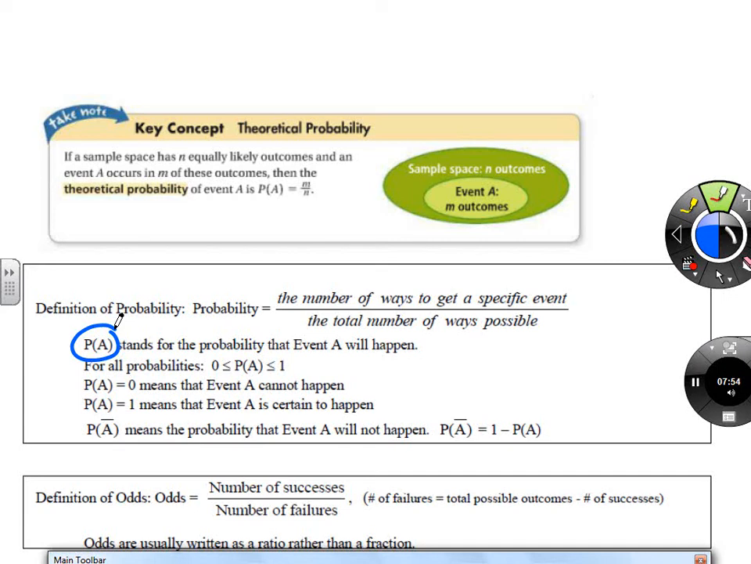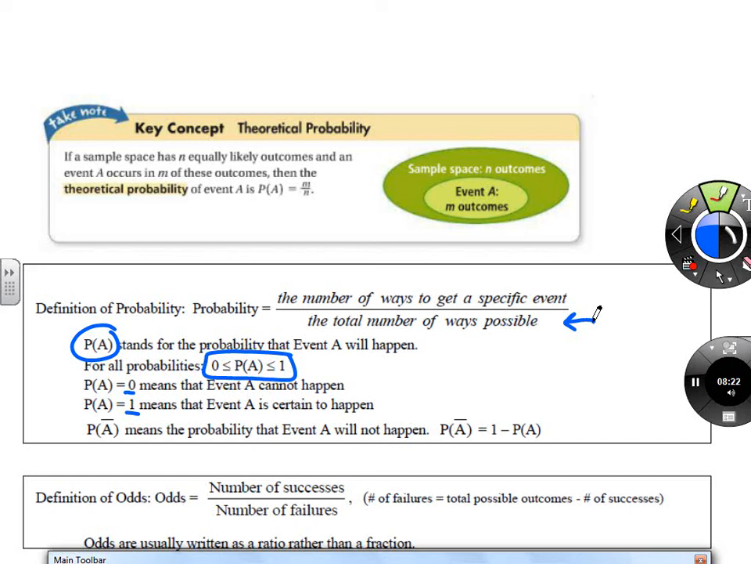Okay? If the probability is equal to 0, it means the event cannot happen. If it's equal to 1, it means it's 100% chance or completely certain that it's going to happen. And it has to be between 0 and 1 because you can't have a negative number of ways something is going to happen. And the denominator will always be the larger number, or they would be equal, because you can't have more ways of getting something specific than the total number of ways possible.